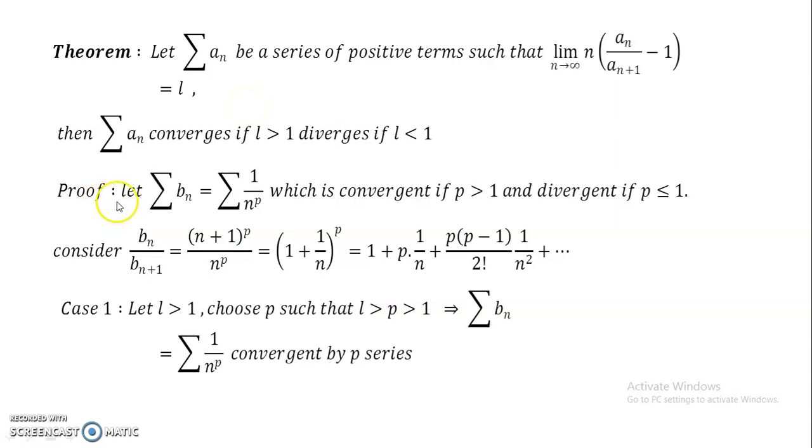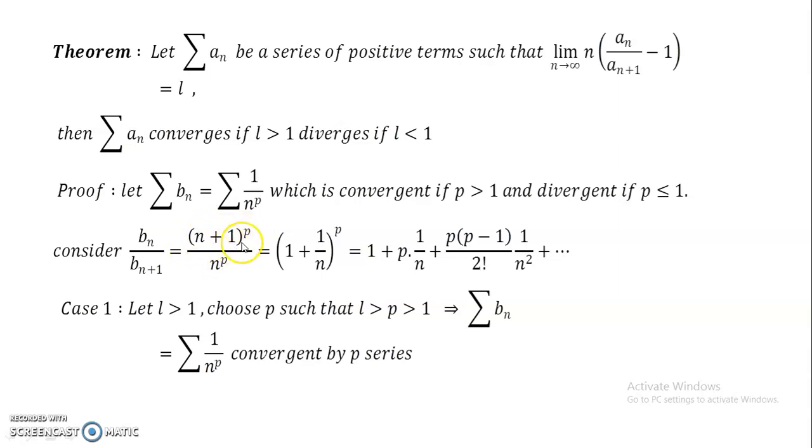Now let us see the proof of this theorem. Let us take a p-series as the Σ bₙ series, which is convergent if p is greater than 1 and divergent if p is less than or equal to 1. Now let us consider the ratio of this p-series, bₙ by bₙ₊₁. bₙ is 1 by nᵖ, and bₙ₊₁ is 1 by (n plus 1)ᵖ.